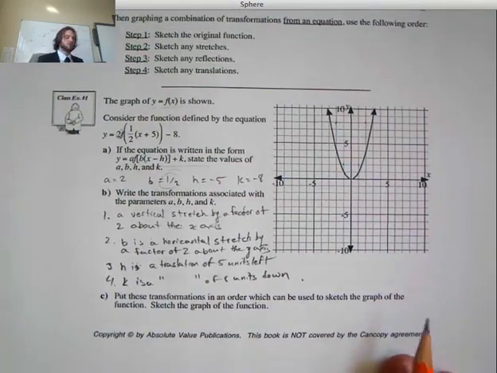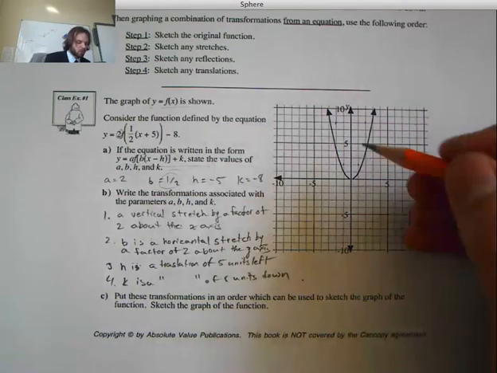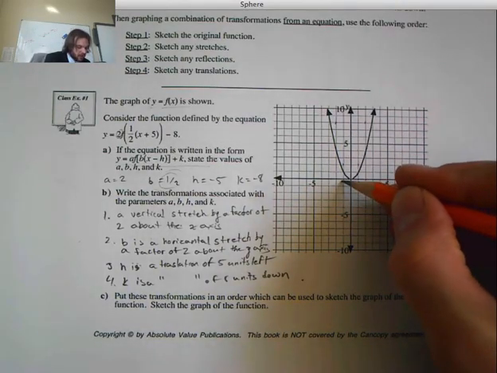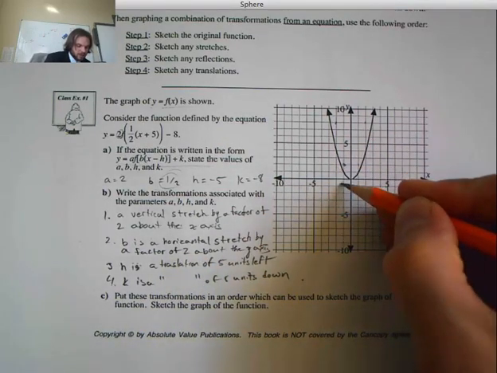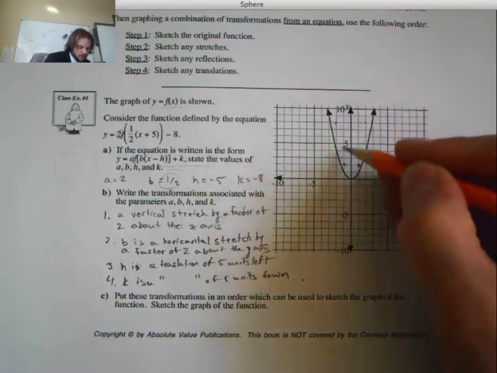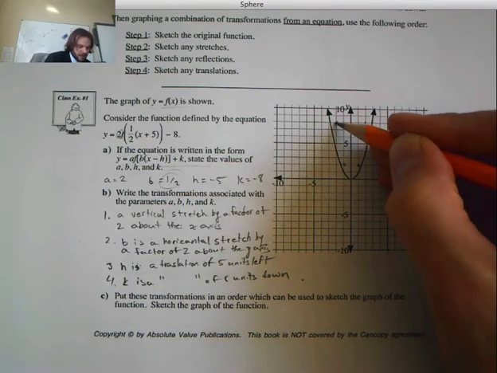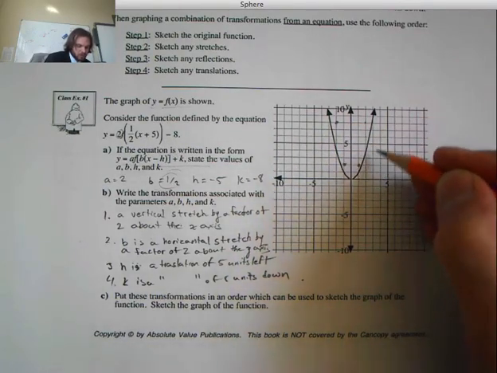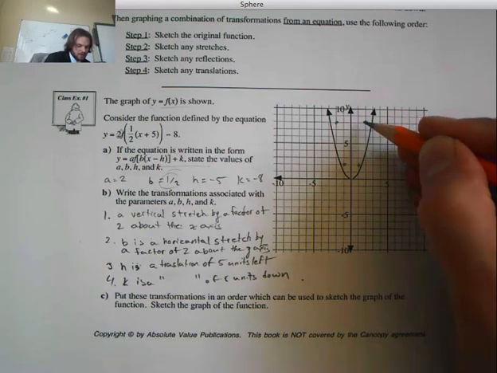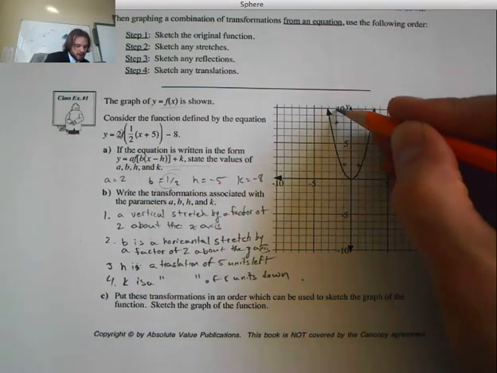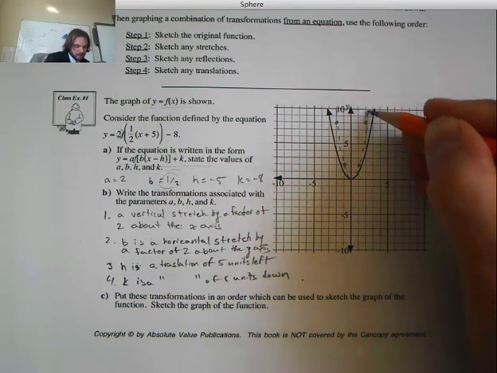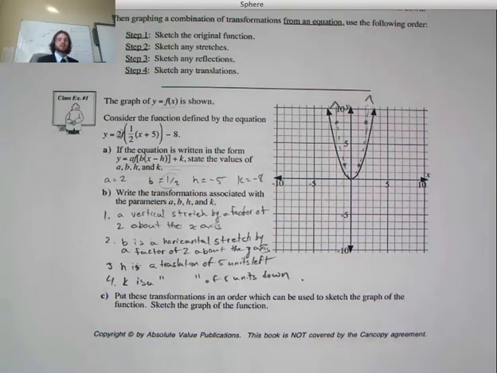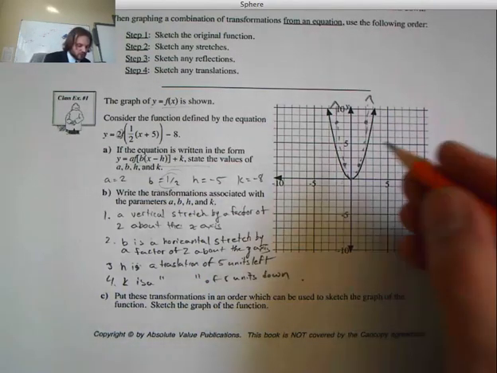So first thing we're going to do is my stretches. I'm going to start with my y stretches. So if we look at this, my vertical stretch goes from here to here. Everything is doubled. This point here is going to go to 8. That's 4, so that goes to 8. 1 goes to 2. Here is 4. That's going to go to 8. And this stays the same. So my graph is going to kind of look like this here.